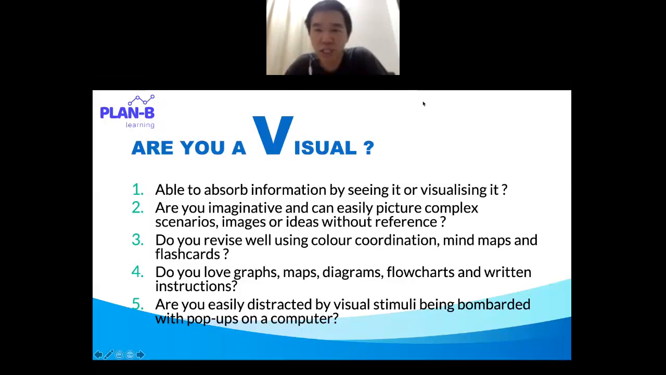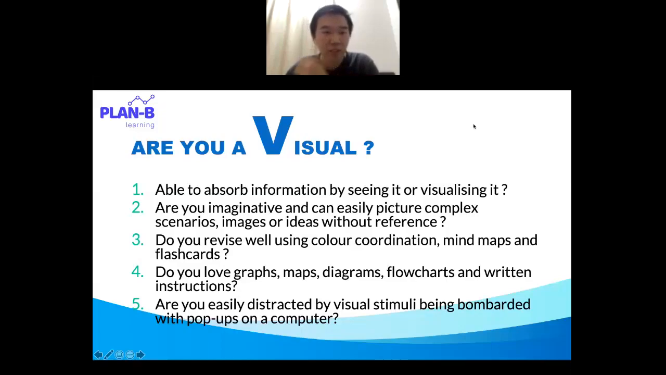Okay, can you do that? Okay, there's a few of you. Good. Second question. Are you imaginative? Can you easily picture a complex scenario, image or idea without reference? It means you can usually imagine something, whether complex or whatever, you can usually easily imagine. If you are type 2. Okay, some of you, Vivi, Yi Hong.